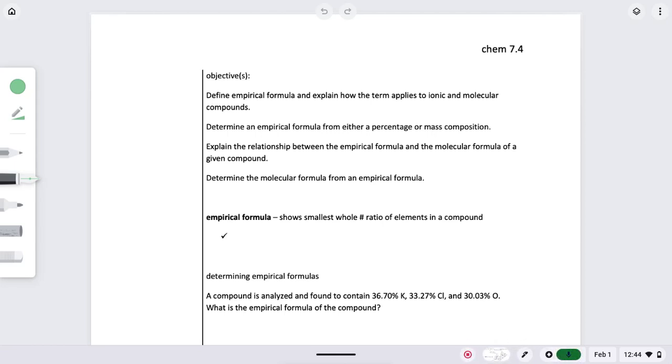All right, so these notes are for section 4 of chapter 7 in chemistry. Your objectives in this section are to define an empirical formula and explain how the term applies to ionic and molecular compounds, determine an empirical formula from either a percentage or mass composition, explain the relationship between empirical formulas and molecular formulas, and then determine the molecular formula from an empirical formula. So that's a jumble of words, but essentially you get this idea of an empirical formula and you use it a lot of different ways.